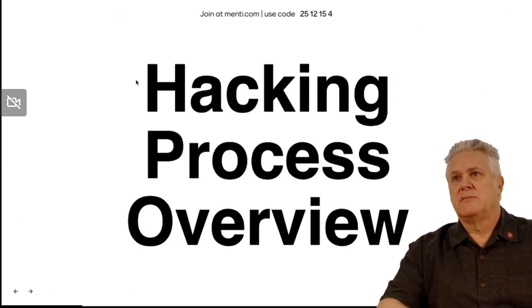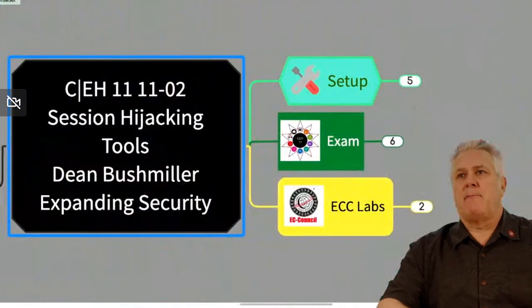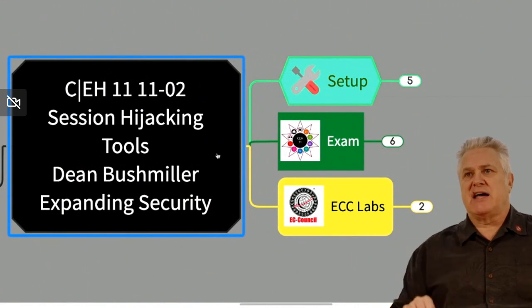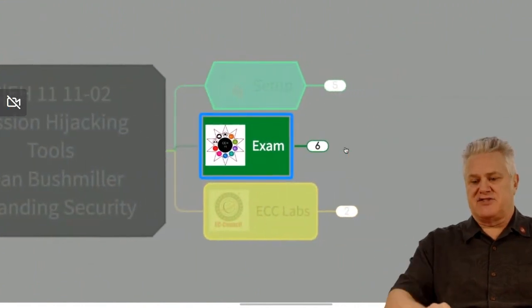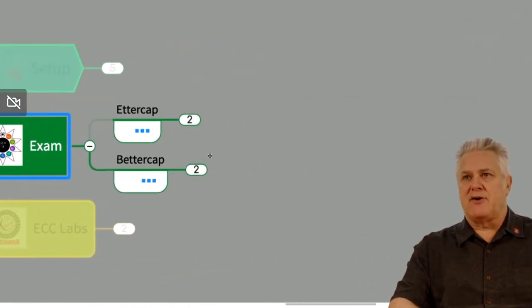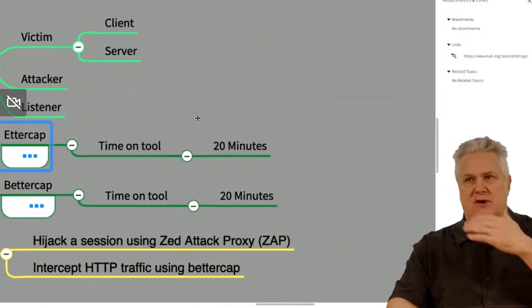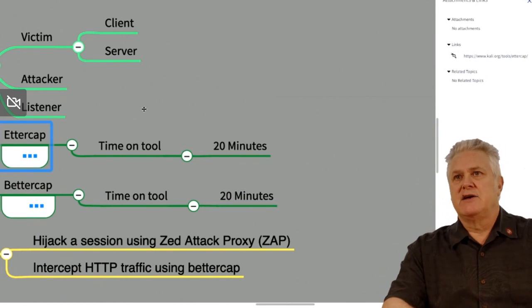So we are into the hacking process overview. Before we do that, I want to go over to the mind map and talk about the session hijacking tool. I did not talk about it yesterday. I skipped over it. There are 2 tools for this, Ettercap and Bettercap. They are essentially the same thing, and you need to spend 20 minutes on that tool. So I didn't talk about that yesterday. I wanted to point to that. You can look that up in Kali tools. It'll be available to you.